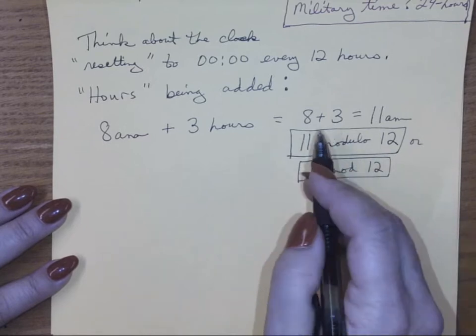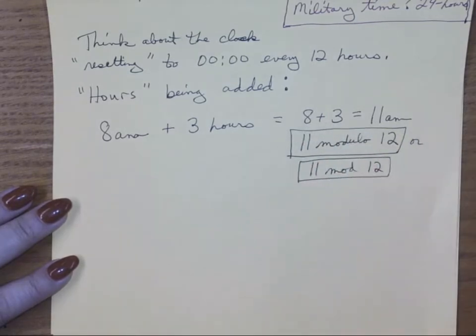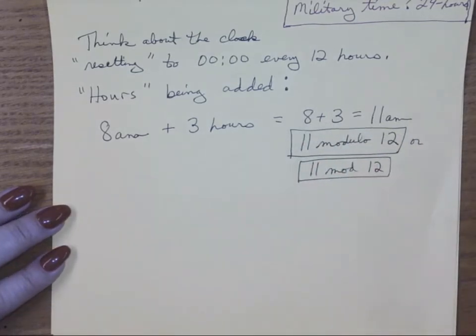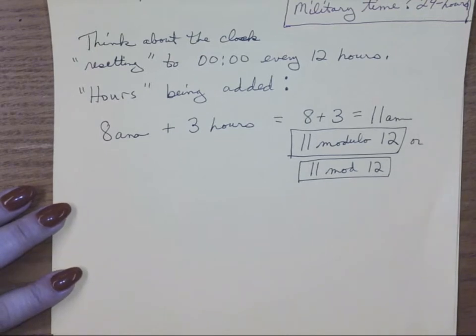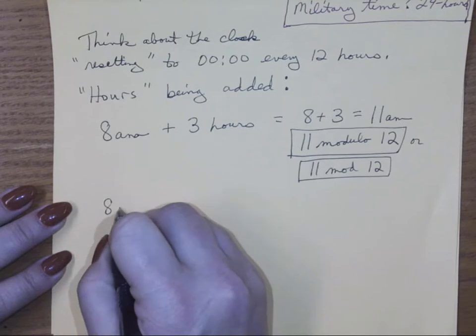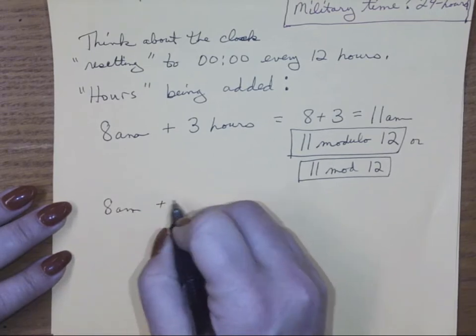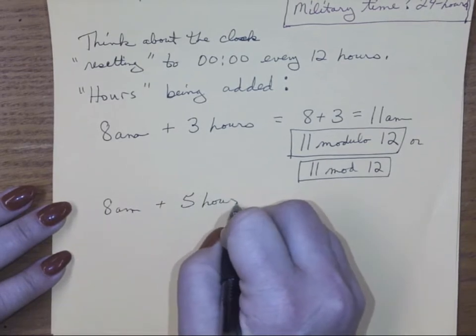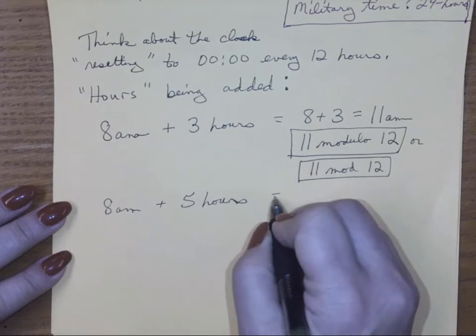It's just that whenever I do 8 plus 3, I didn't go over the 12, so it's not a remainder bigger than 12, right? So let's do a little bit different. What if it was 8 a.m. and I added 5 hours? Not that much difference, right?